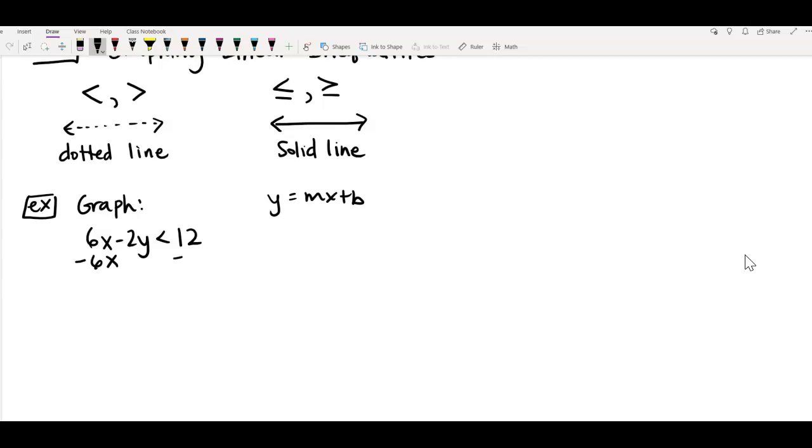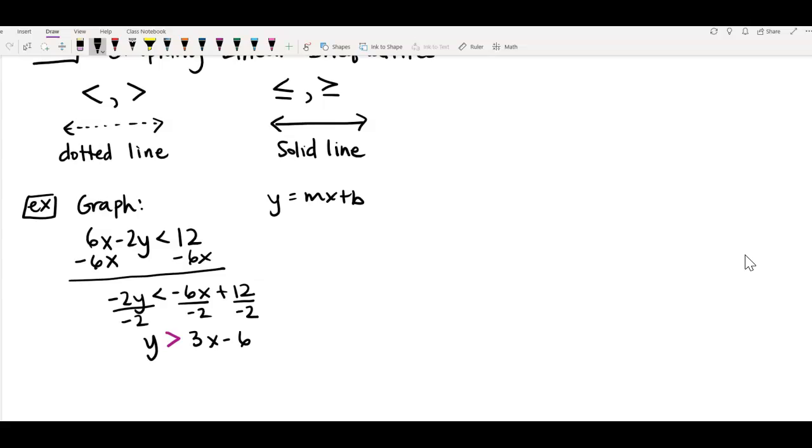So if I try and get this into the y equals mx plus b form, that means I'm trying to solve this equation to get y by itself. So I've got negative 2y is less than negative 6x plus 12. And then I'm going to divide by a negative 2. When I'm dividing by a negative, that's going to flip the inequality sign the other direction. So now it's a greater than symbol. So I have y is greater than 3x minus 6.